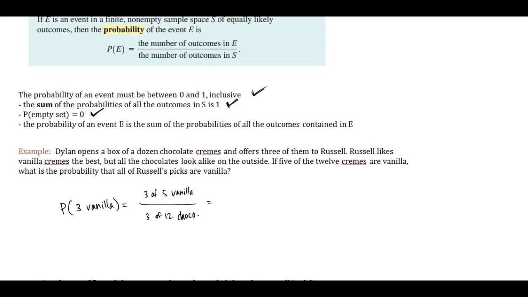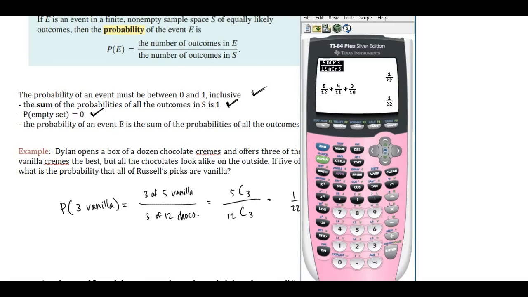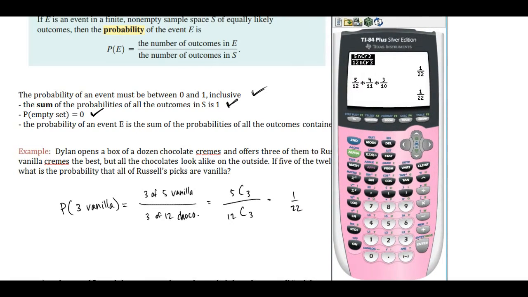So how many ways, now let's count. How many ways can you pick 3 of 5 vanillas? Well, I don't care about their order, so I'll use a combination, 5C3. And how many ways can you pick 3 of 12 chocolates? Well, I'm going to use a combination, 12C3. And that will give me, on a calculator, 1 over 22. I cheated because I already did it, and you can see it right there. That gives me a 1 in 22 chance that he will pick vanilla, vanilla, vanilla.